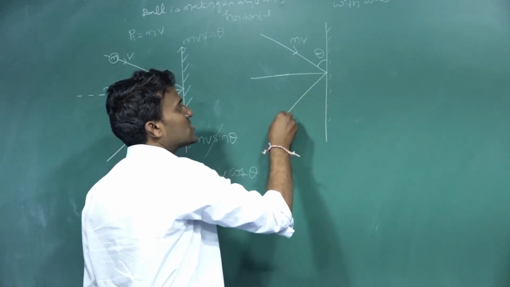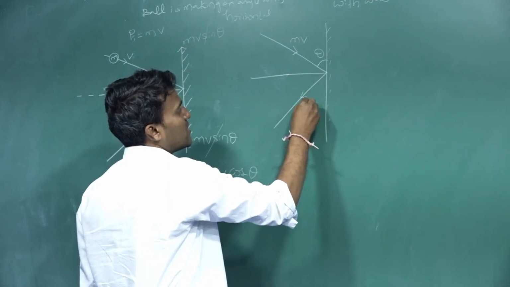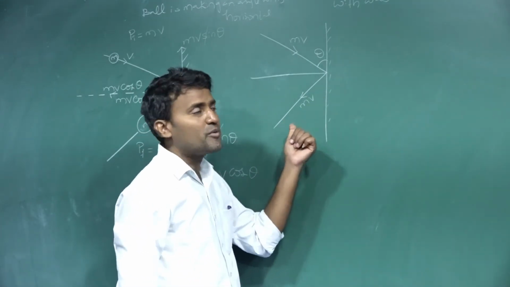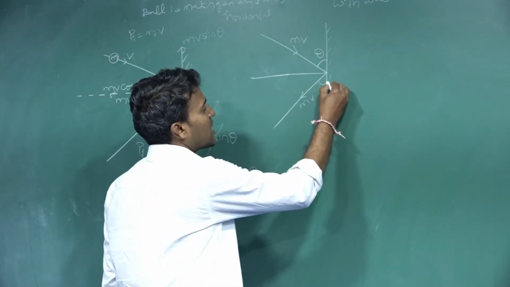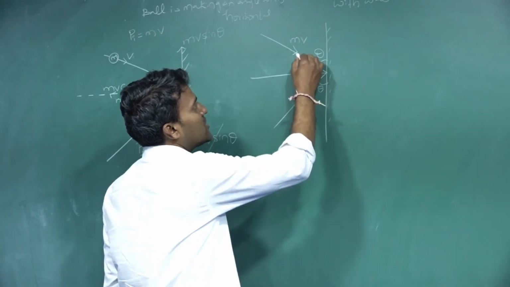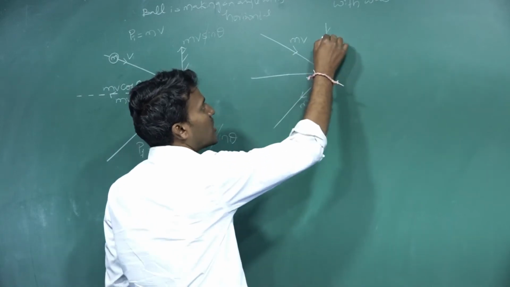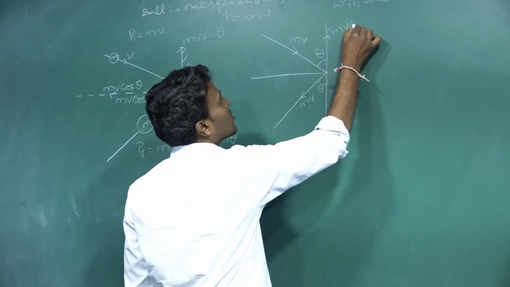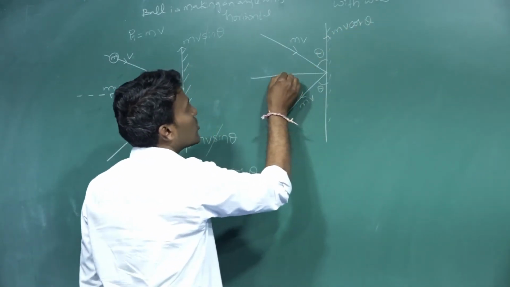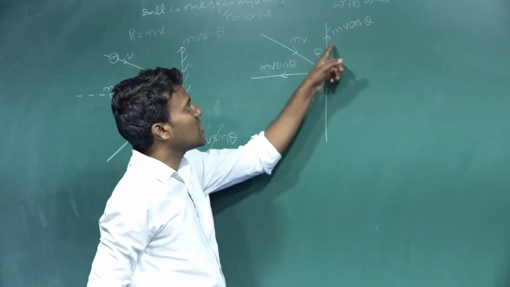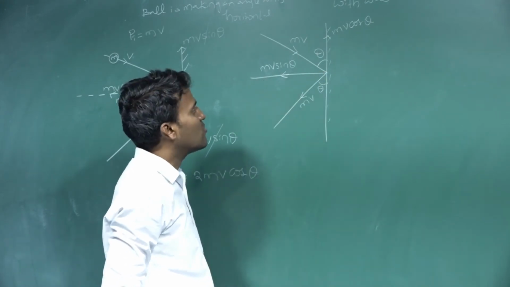After it rebounds, its momentum is also the same, mv. It is moving with the same speed, so its momentum is mv. Here also it is making an angle theta with the wall. At that moment this momentum can be resolved into two components. The horizontal component is mv cos theta, and the vertical component is mv sin theta. See here, this is the horizontal component and this is the vertical component.